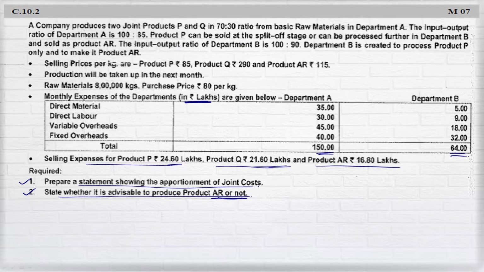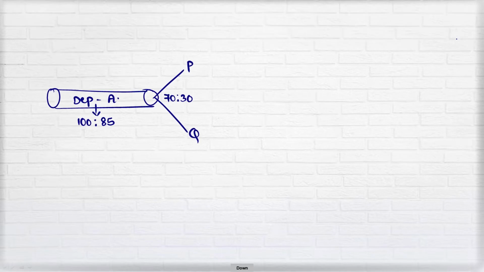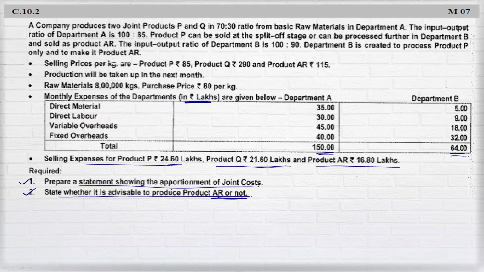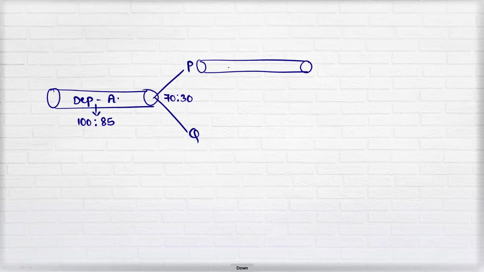Product P can be sold at a split of stage or can be further processed in department B. So product P can be further processed. And which will be this department? Department B.